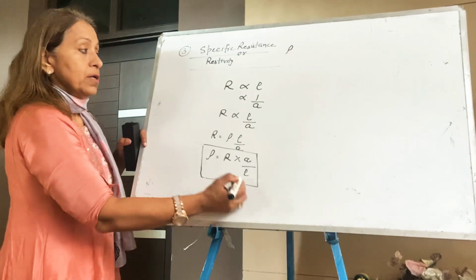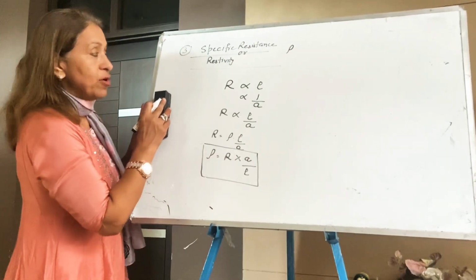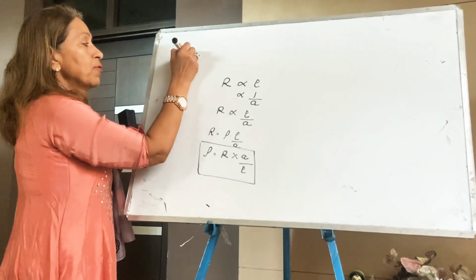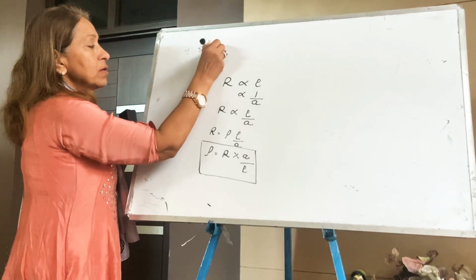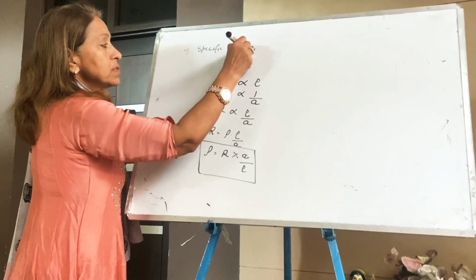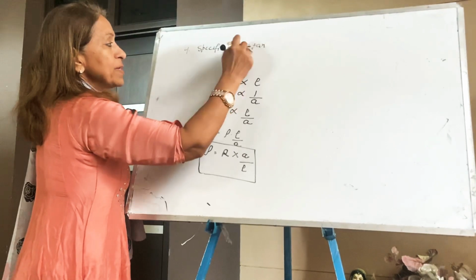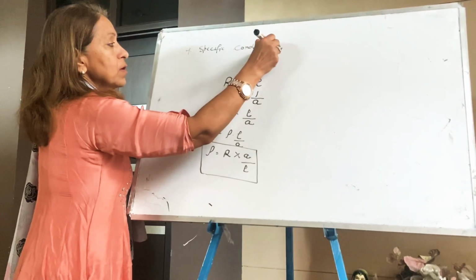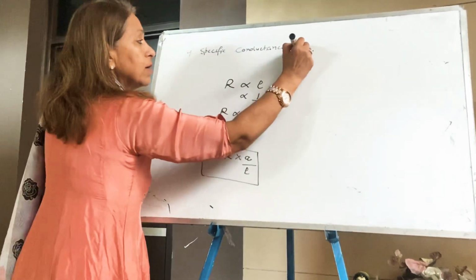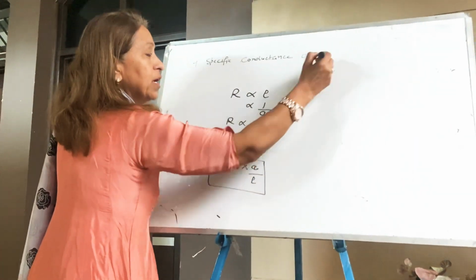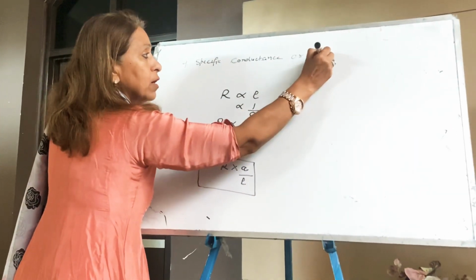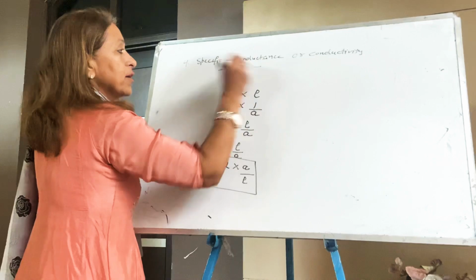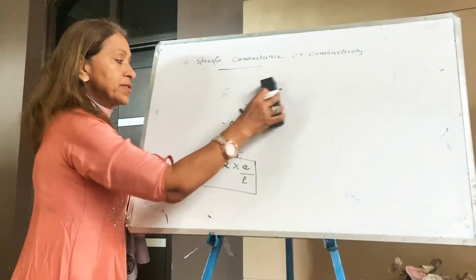So these terms are widely used in the physics subject. I am taking number 4, specific conductance or conductivity. It was specific resistance, resistivity. Now it is specific conductance or conductivity. Write down along with me. Specific conductance or conductivity is the reciprocal of resistivity.